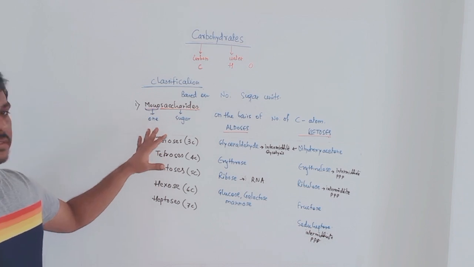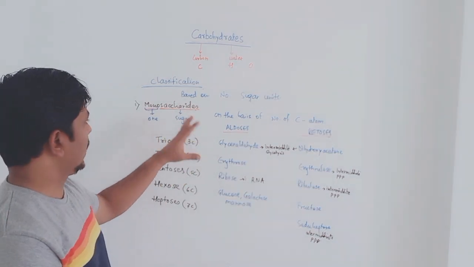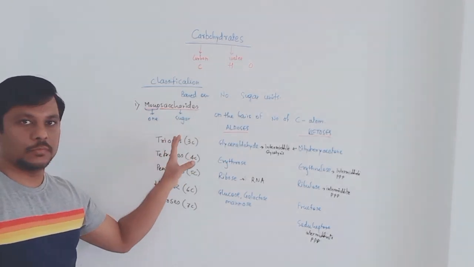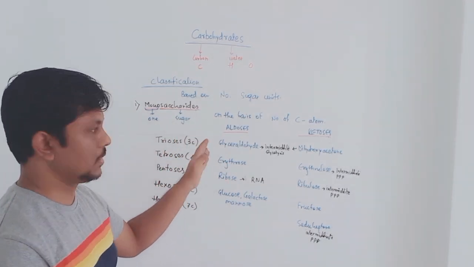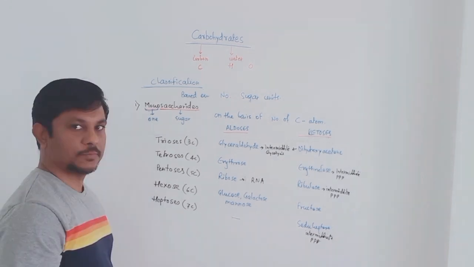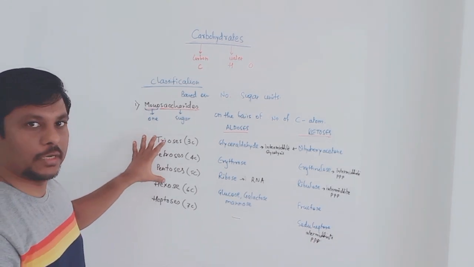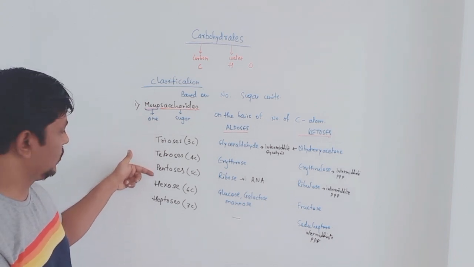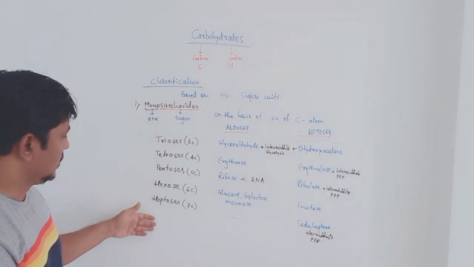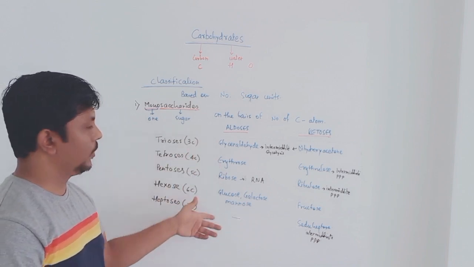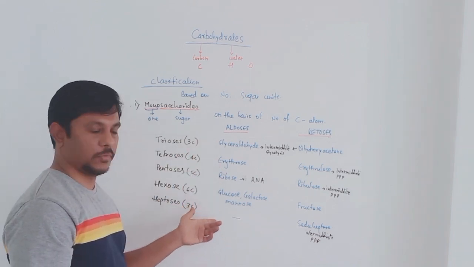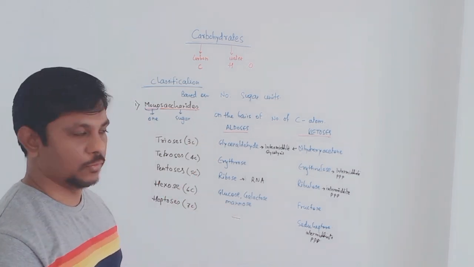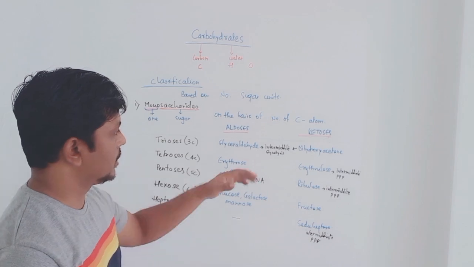Okay, so this way we can classify the monosaccharides on the basis of number of carbon atoms and on the basis of functional group present, that is aldehyde or ketone. On the basis of number of carbon atoms present, we are classifying these as trioses, tetroses, pentoses, hexoses and heptoses. So for heptoses, as you can see, we don't have the aldose group. We don't have a molecule which comes under the aldose group. We only have a molecule which comes under the ketose group.